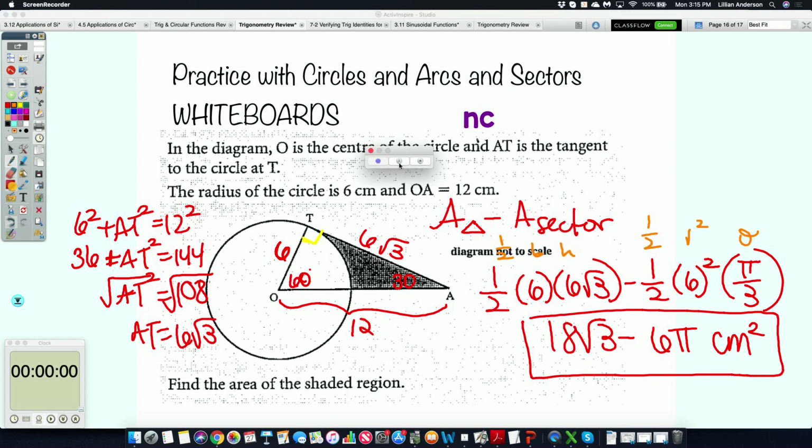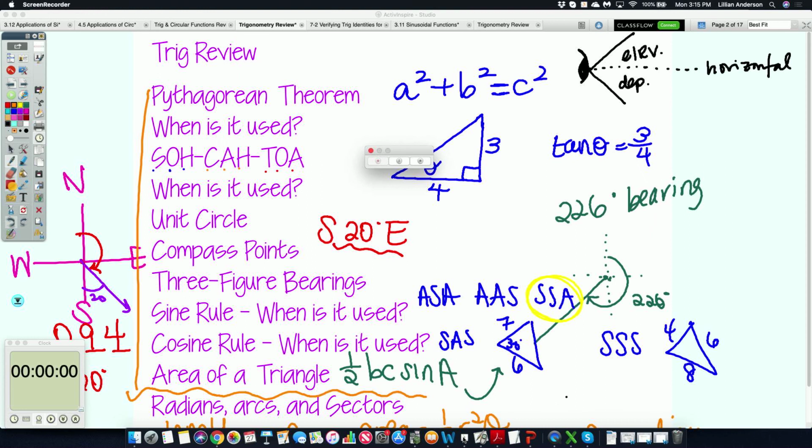So this is just a few problems that dealt with trigonometry, but the main things I want to make sure you are fully aware of are all of this that we covered at the very beginning. This is what comprises your trigonometry unit: Pythagorean Theorem, SOHCAHTOA, unit circle, bearings, sine rule, cosine rule, area of a triangle, arcs, sectors, angles of elevation and depression. Okay?